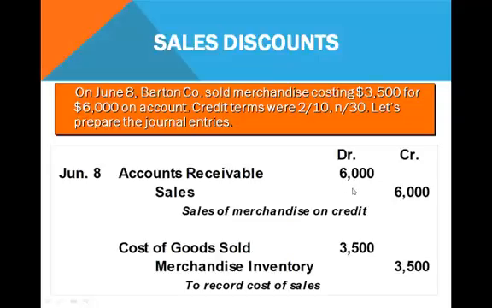This is at the retail price. At the cost amount, the $3,500, we're showing a debit to cost of goods sold and a credit to merchandise inventory. We're removing it from our asset account because we're selling it, and we're moving it into cost of goods sold. We would do that at the cost.